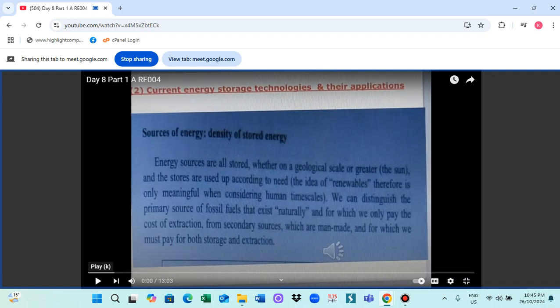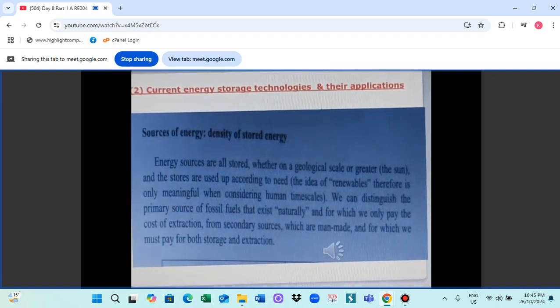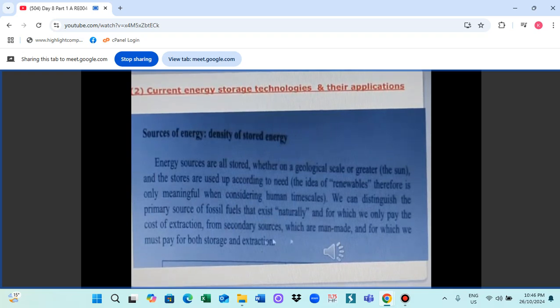So this is a source of the energy, energy density and stored energy. Energy sources are stored on a geographical scale or greater. The stores are used up according to need, and are only meaningful when considering the human timeline. We can distinguish primary sources, such as fossil fuel, which occur naturally and for which we only pay the cost of extraction, and secondary sources, which are man-made and for which we must pay for both storage and extraction.